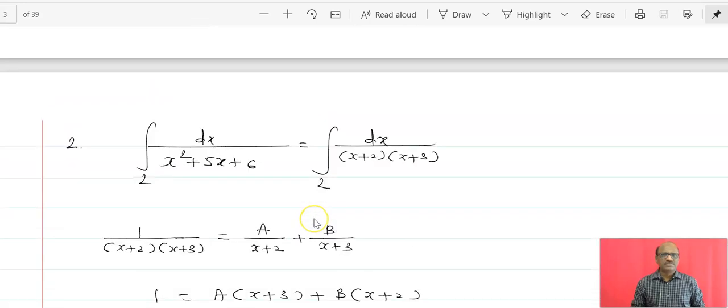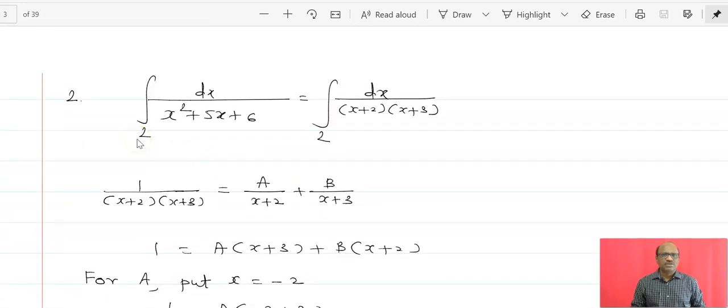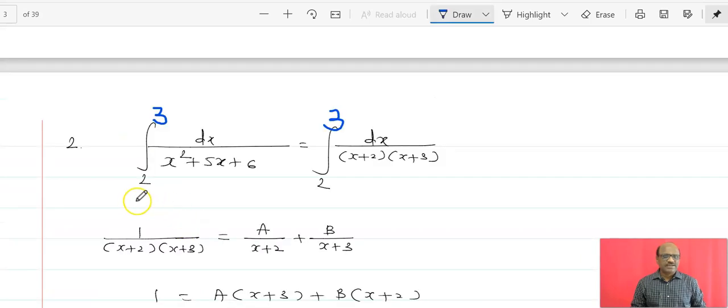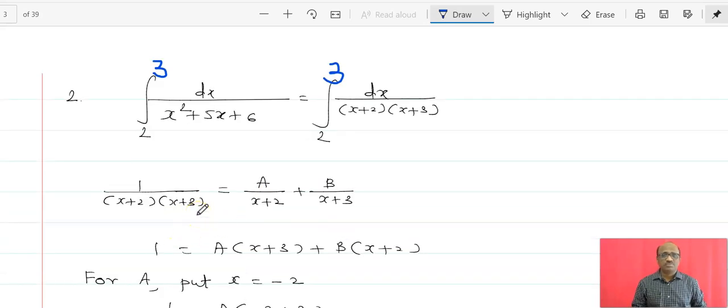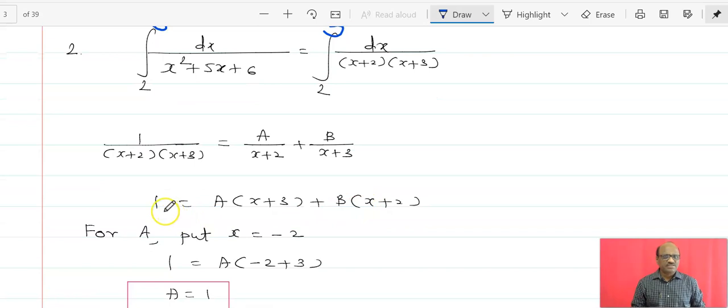Now the next integration, that is I is equal to the integral, the second integral, that is the integral from 2 to 3 of dx upon x square plus 5x plus 6. The factors of x square plus 5x plus 6 are (x plus 2) into (x plus 3). Now by using partial fractions, this is an integral of the partial form, that is 1 upon (x plus 2) into (x plus 3) is equal to a upon x plus 2 plus b upon x plus 3. That is, 1 is equal to a into (x plus 3) plus b into (x plus 2).